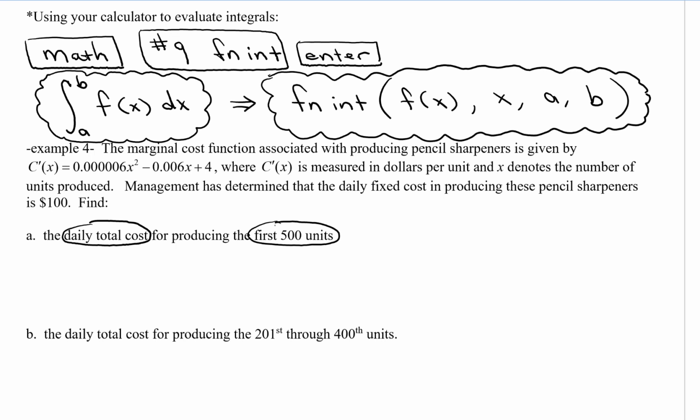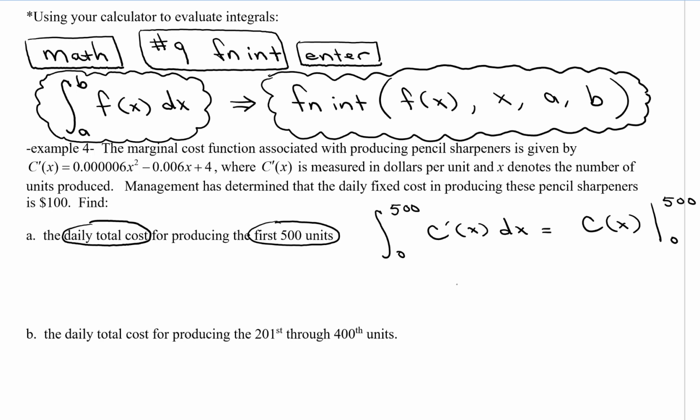I've gone ahead and circled daily total cost because that's what we're looking for, and I also circled first 500 units because that's also important. So we're going to have to find the integral from 0 to 500 of C prime of x dx. And this would be equal to C of x evaluated from 0 to 500, because the antiderivative of C prime of x dx is equal to C of x.